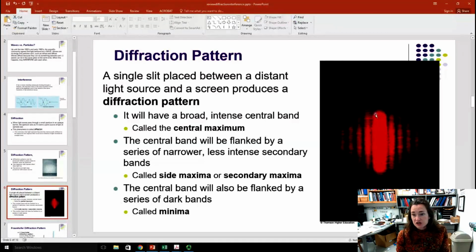So this intense central band is called the central maximum, and then this central band will be flanked by a series of narrower, less intense secondary bands, and these are the side maxima or secondary maxima. You can see that it's visible about 1, 2, 3, 4, maybe 5, 6 if you squint, side maxima from the central. Okay? You're also going to have dark bands that are interspersed with the bright bands. So you'll have an alternating series of bright and dark bands.